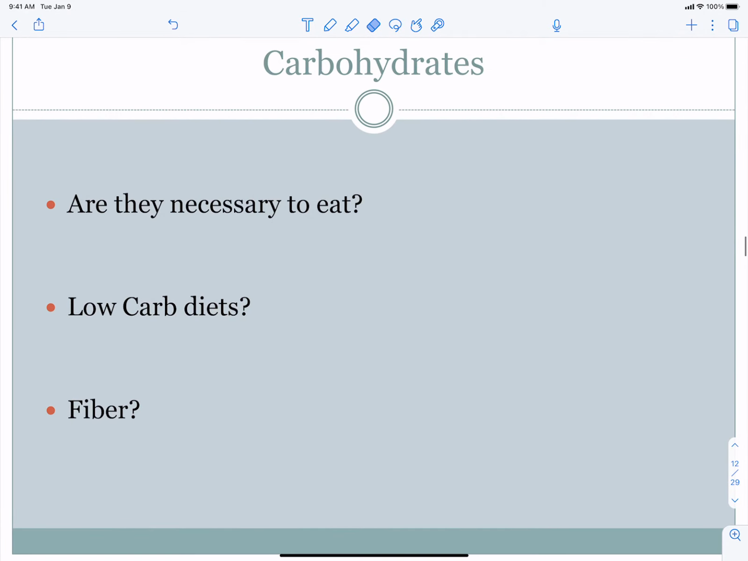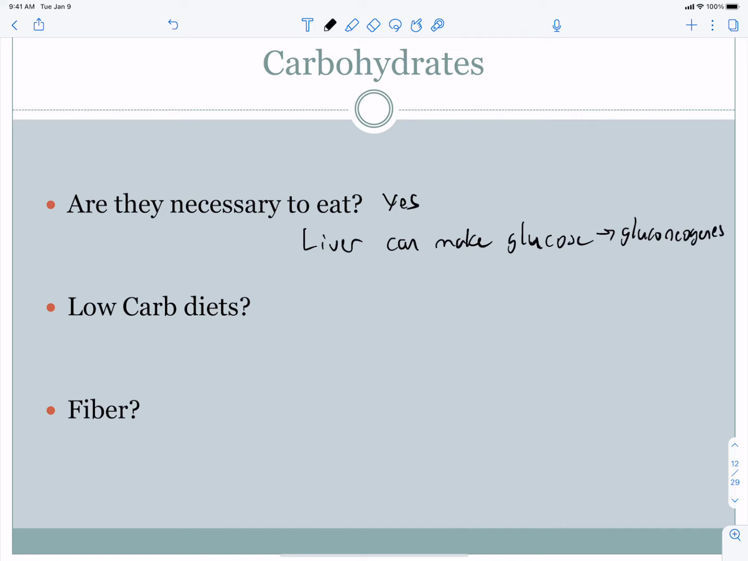Okay, so carbohydrates, are they necessary to eat? Of course, yes. Now your liver can make glucose, and this is a process called gluconeogenesis. But in general, if you're an active individual, it would take too much energy for your liver to keep up with the amount of glucose you would need.